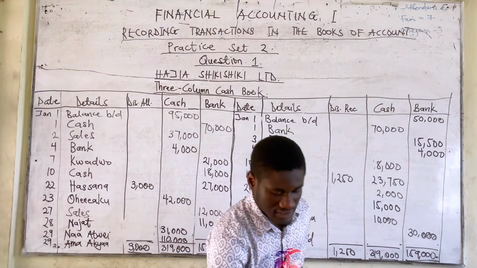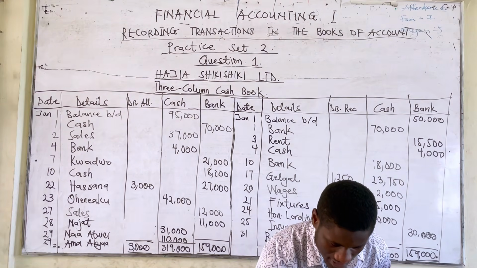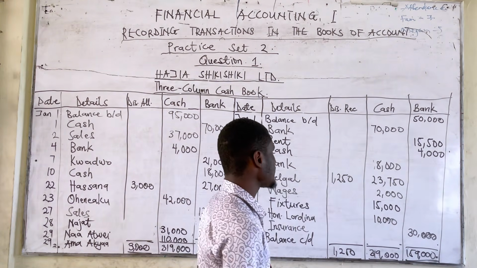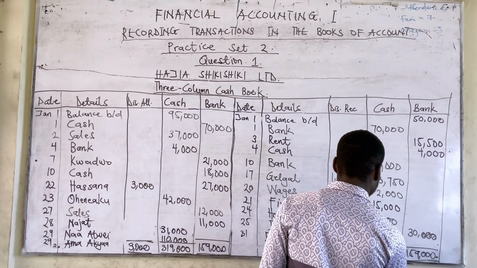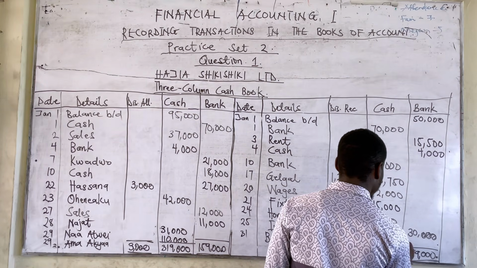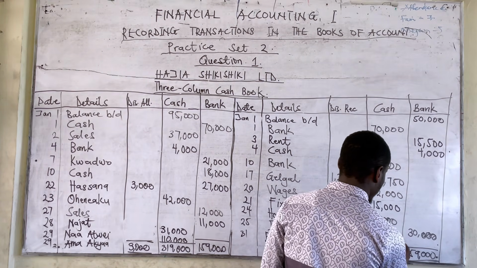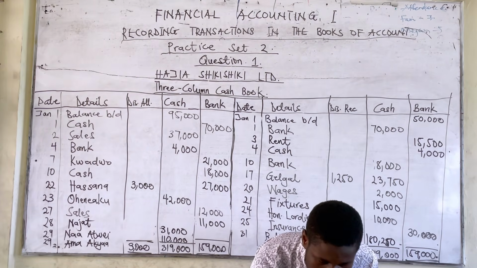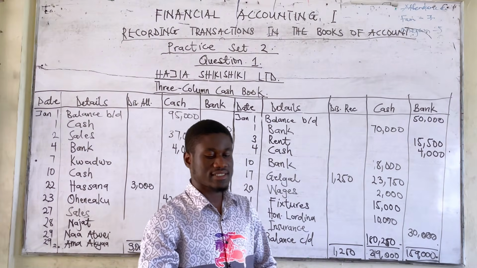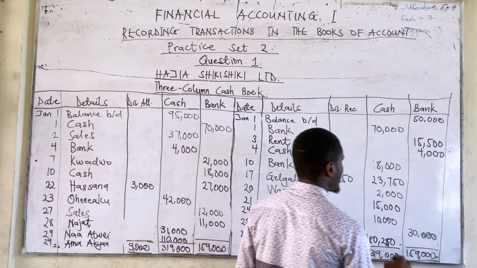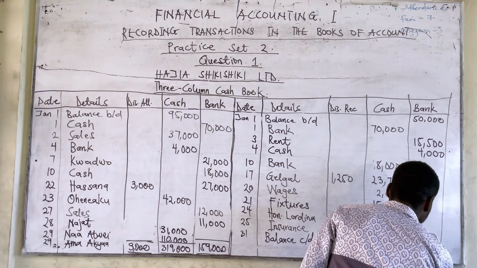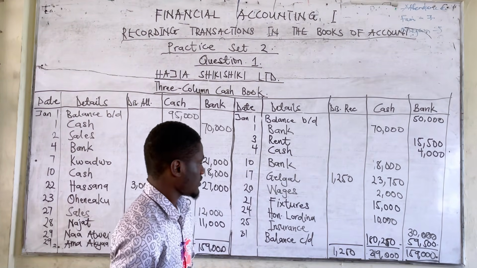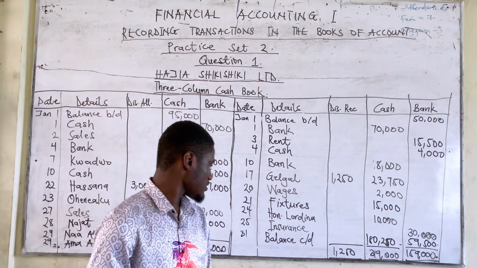Then our balance sheet is going to be 180,250 for the cash. Then for our bank column, we are going to get 59,500. Okay, good. So that's our balance CD.